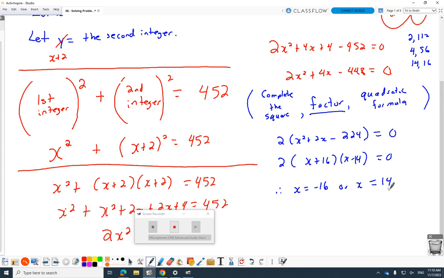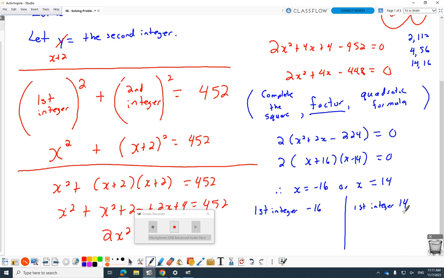Two different answers? The quadratic goes, yeah, two different answers. It's a quadratic. We can get two different answers here. So I split this down the middle and I go, okay, if x is negative 16, that would be the first integer. First integer, negative 16. Or the first integer might be 14. Excuse me, 14.